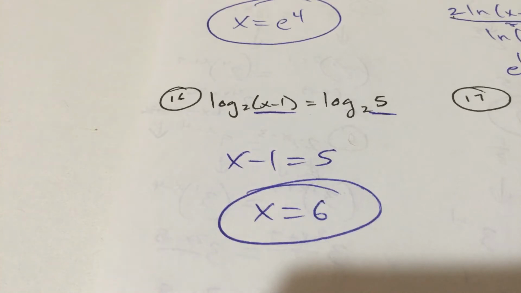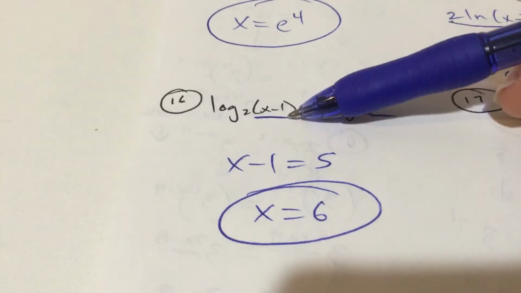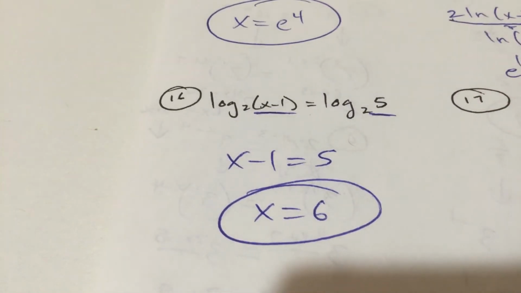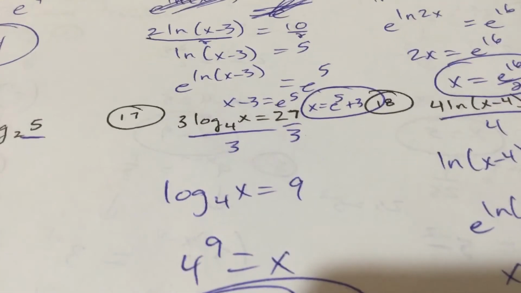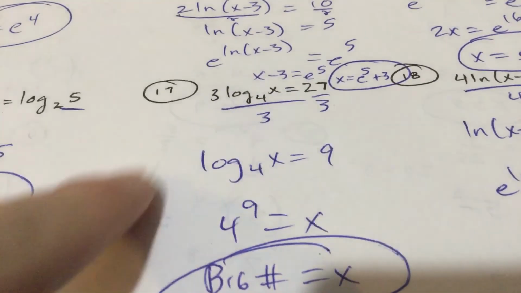Log base 2 of blank equals log base 2 of blank. Set x minus 1 equal to 5. X would be 6. Plug 6 back in, you get log base 2 of 5. All right? You might have an extraneous situation later. We'll see. Divide both sides by 3.